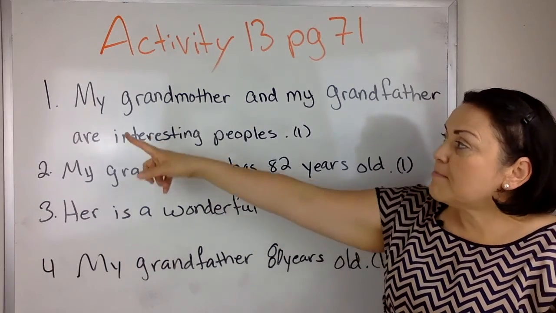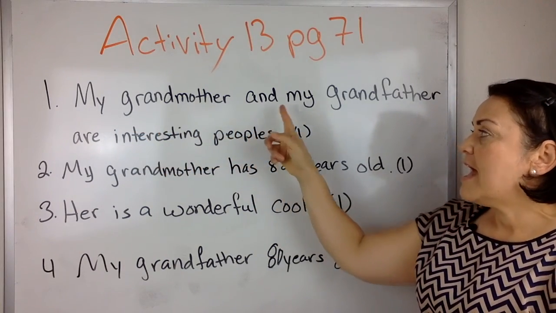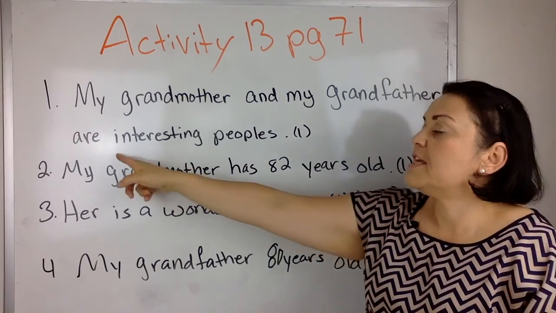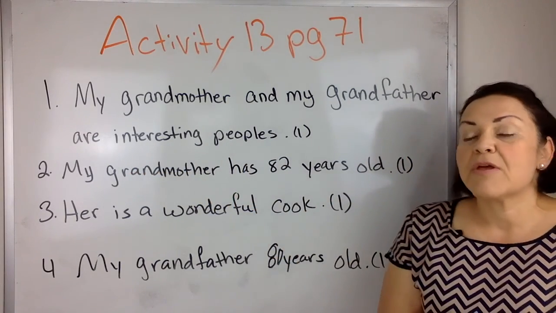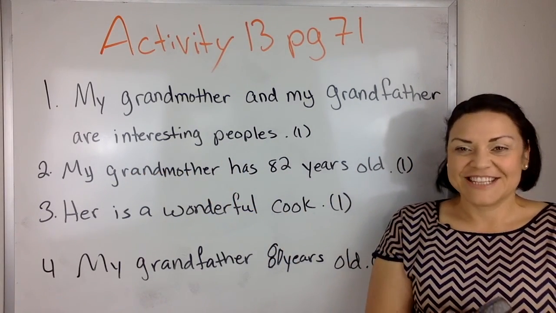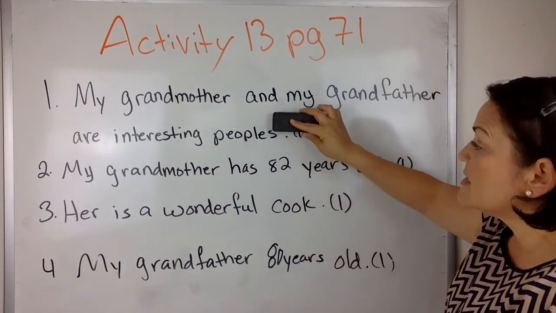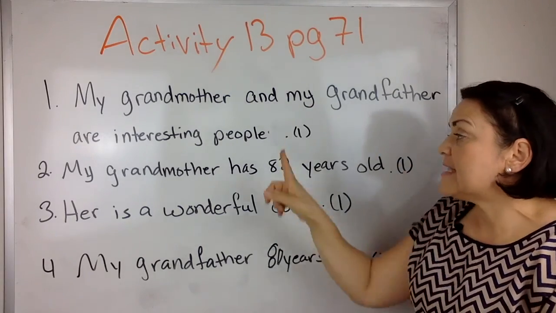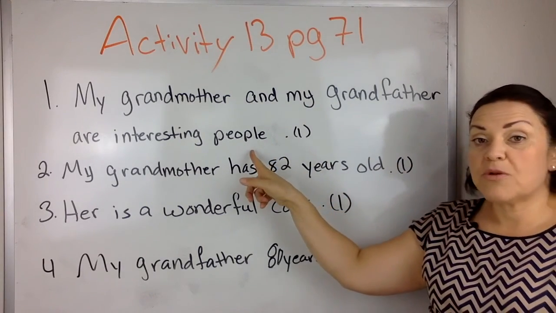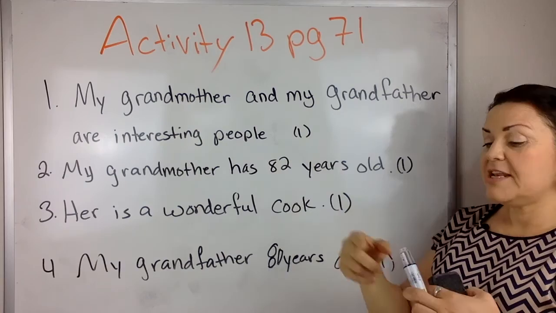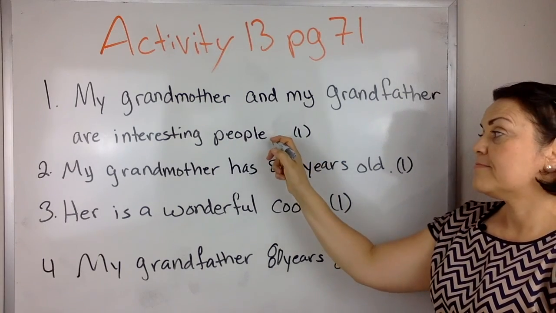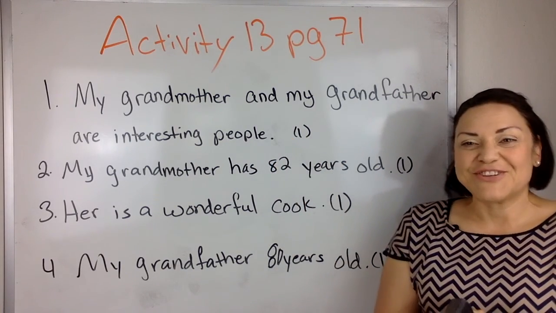The first one is, my grandmother and my grandfather are interesting peoples. Where's the mistake? Good. Peoples. Because the word people is actually plural. It means more than one. So we do not need to add an S. So that's how you fix the first one.